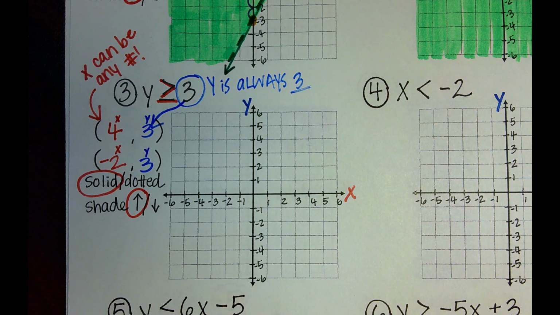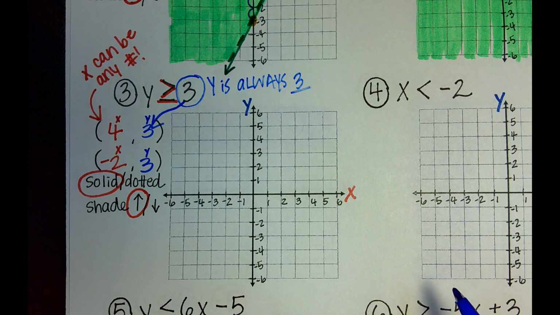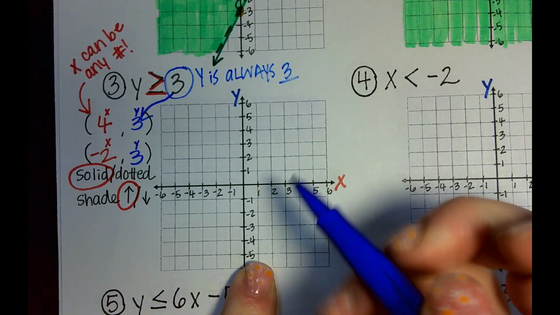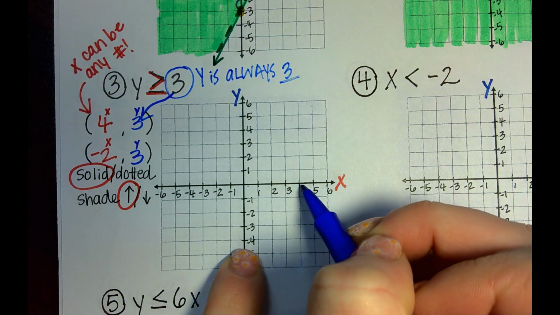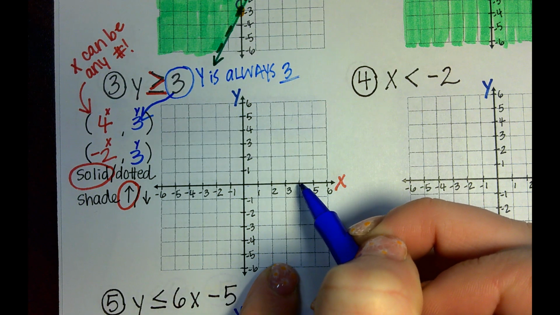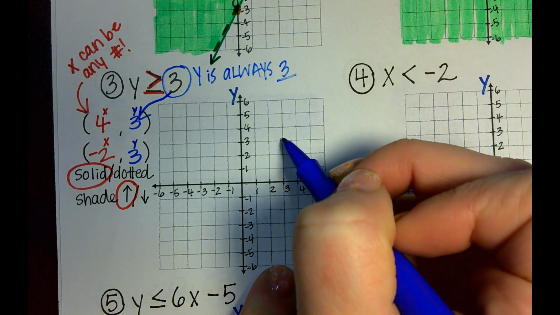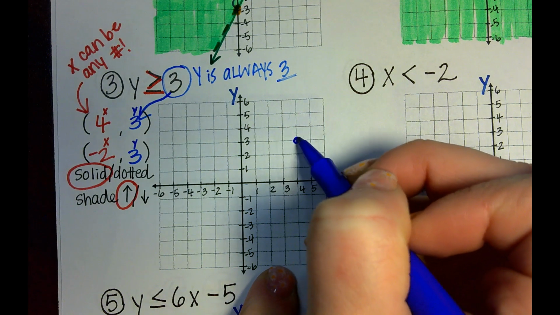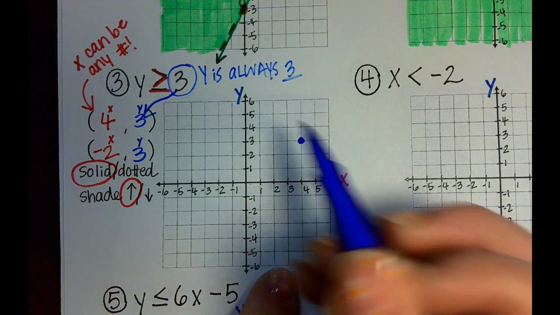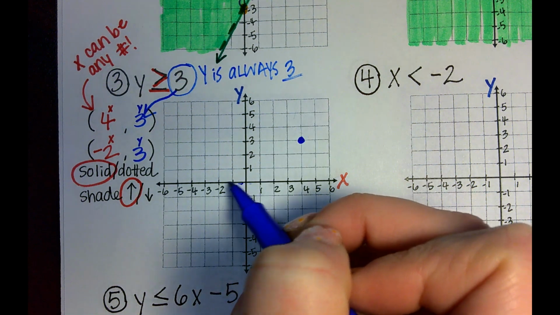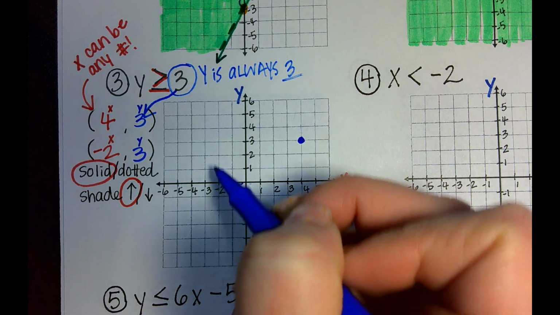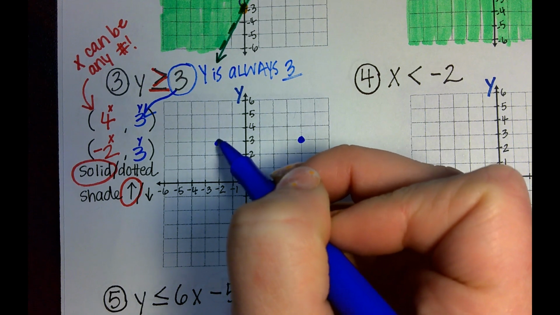So let's go ahead and plot these points that we came up with. We just decided on 4, 3, and negative 2, 3. You could have chosen any values for x that you want though. So for my first point, I'm going to go over 1, 2, 3, 4, up 3, 1, 2, 3, here it is. And then my second point, I've got negative 2, 3, so I'm going to go over negative 2 and up 3, right there.